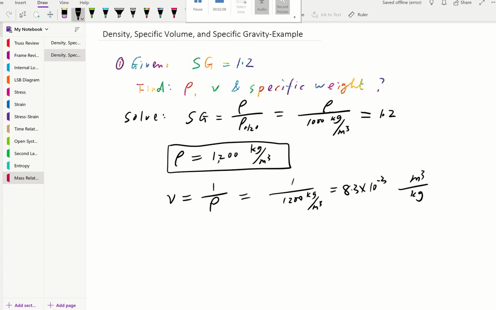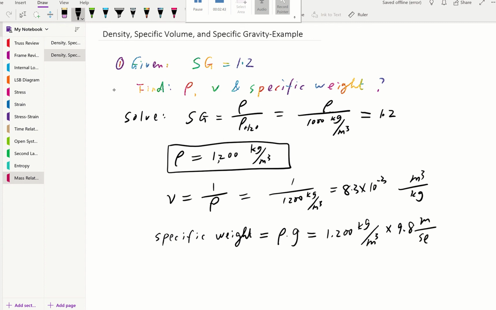Alright, so the last one we need to solve is specific weight. Specific weight, from the previous video, we said there are a couple of expressions. The original one is weight over volume, but another expression comes quite handy sometimes. For example, here, it's rho times g, right? So in order to find the specific weight, as long as we know the density, we can find it. We already know our density is 1200 kilogram per meter cube, and our g is 9.8 meter per second square.